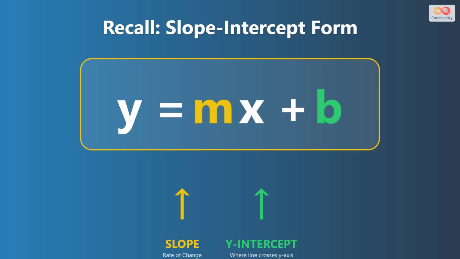Quickly recall the slope-intercept form of a linear equation, which is y equals mx plus b. In this equation, the letter m represents the slope, or the rate of change. The letter b represents the y-intercept, which is where the line crosses the vertical y-axis.